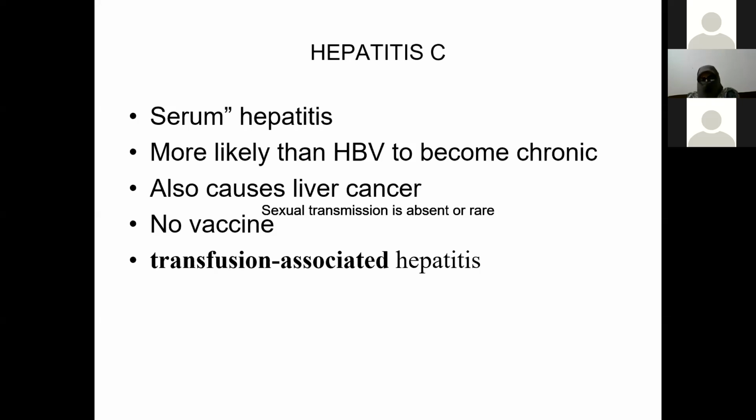We talk a lot about hepatitis B because there is a vaccine for hepatitis B, but unfortunately for hepatitis C we don't have any vaccine. But this is more lethal than hepatitis B. Why? Because the percentage of patients acquiring chronic hepatitis is far more as compared to hepatitis B. And again, it also causes liver cancer.